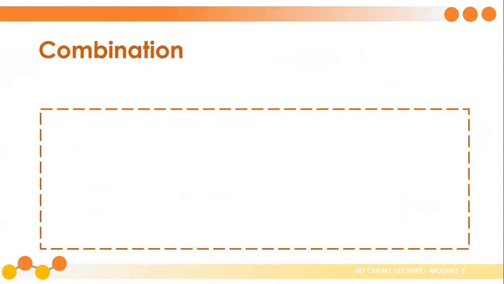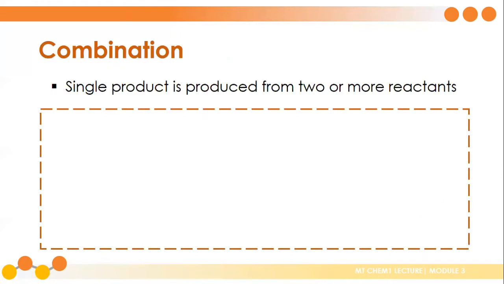First, we have the combination or synthesis reaction. This is when a single product is produced from two or more reactants. So what is the formula for a combination reaction? It says here a single product is produced from two or more reactants. So it can be written simply as A plus B will produce AB, wherein A and B are your reactants and they will simply combine or bond with each other to produce your product.